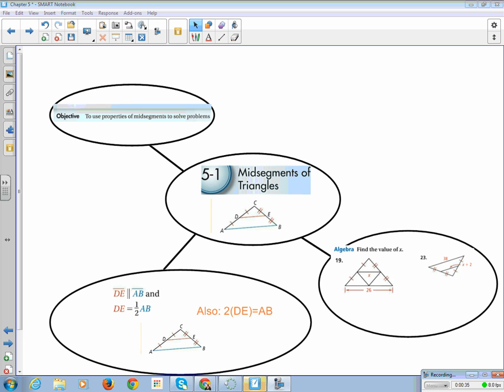And if you look, CD is not necessarily congruent to CE. They can be different, but CD and DA, when you have a midsegment, because it cuts it right down the middle, definitely have to be congruent on that left-hand side and congruent on the right-hand side.